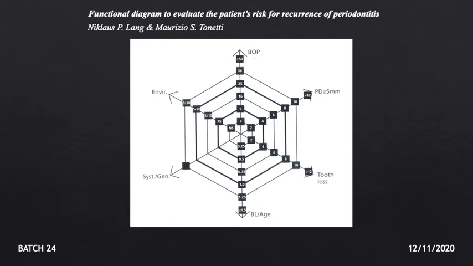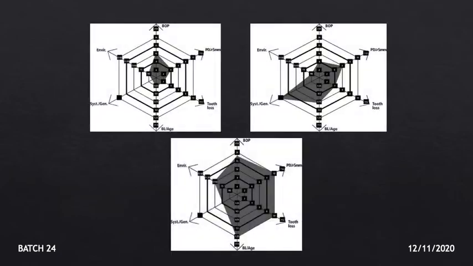Systemic disease, whether it is present or absent. Environmental factor, whether the patient has a habit of smoking: non-smoker, former smoker, smokes less than 10 cigarettes per day, smokes 10 or more, or more than 20. That determines the environmental factor. So how to assess the status of the risk using this chart?